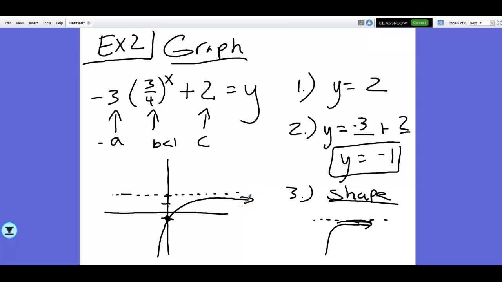You might be tempted to do this, by the way, because we've gotten used to stopping at the x-axis, right? But don't do that. We're going to stop at the dotted line, the horizontal asymptote, right? All right, let's do another one.